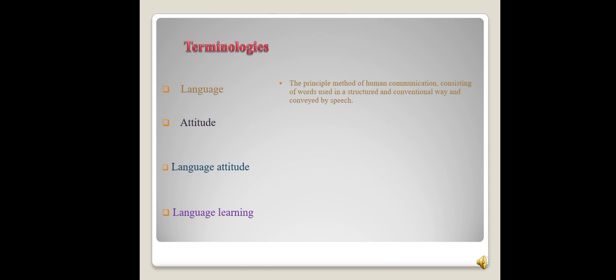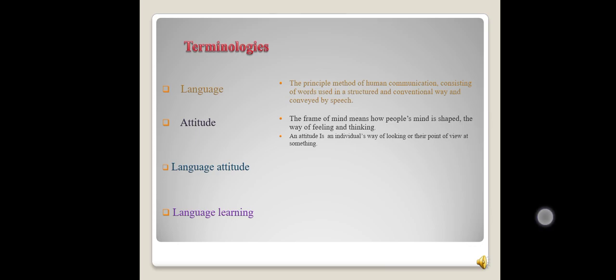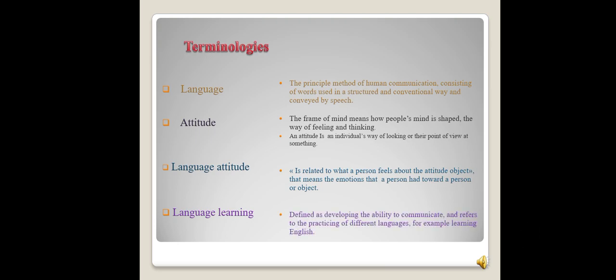Language is the principal method of human communication, consisting of words used in a structured and conventional way and conveyed by speech. Attitude is the form of mind, meaning how people's minds are shaped, the way of feeling and thinking. An attitude is an individual's way of looking at something, their point of view. Language attitude is related to what a person feels about the attitude object. That means the emotions that a person has towards a person or objects. Language learning is defined as developing the ability to communicate and refers to the practicing of different languages, for example, learning English.